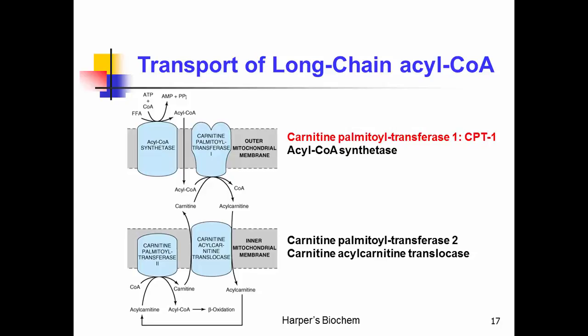So acyl-carnitine is the molecule that can be transported across the inner mitochondria into the mitochondrial matrix, right? So one acyl-carnitine is in and one carnitine molecule is out. So this exchange transport system is catalyzed by a second enzyme called carnitine palmitoyl transferase 2, right, which localizes to the inner mitochondrial membrane.